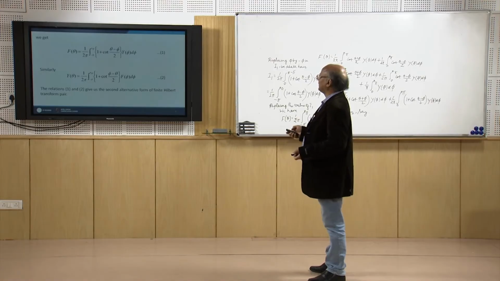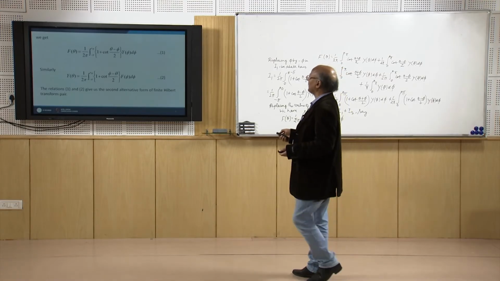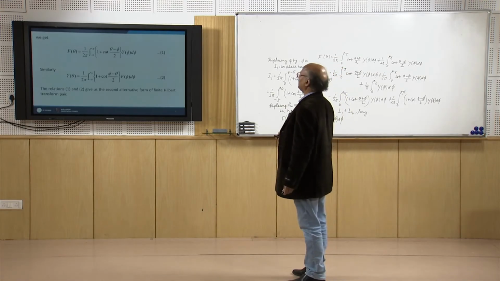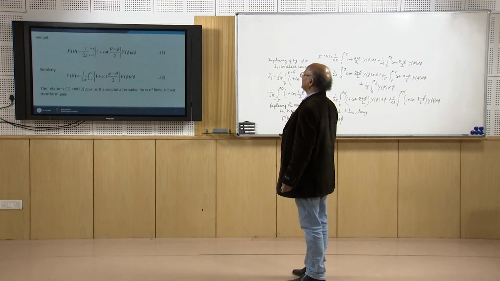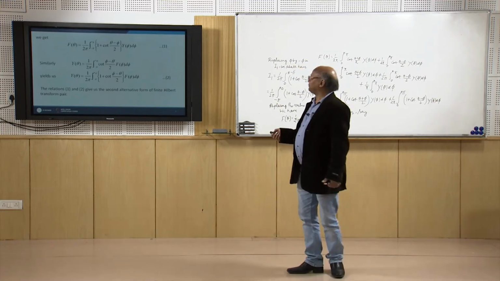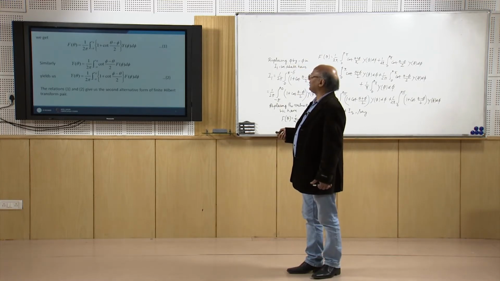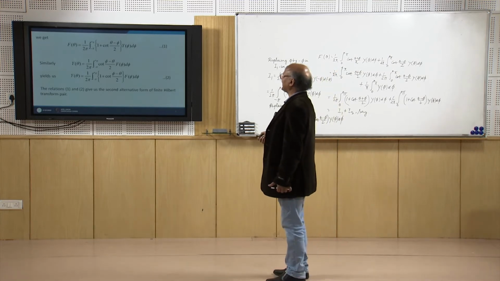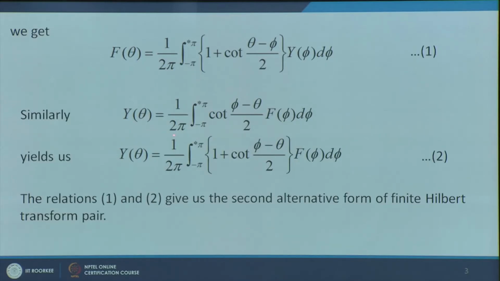So, we get this f(θ) = 1/2π ∫ from −π to π [1 + cot((θ−φ)/2)] ψ(φ) dφ. From the first alternative pair, we recall that the second equation there is ψ(θ) = 1/2π ∫ from −π to π cot((φ−θ)/2) f(φ) dφ, and also we recall that f(θ) is an even function of θ.